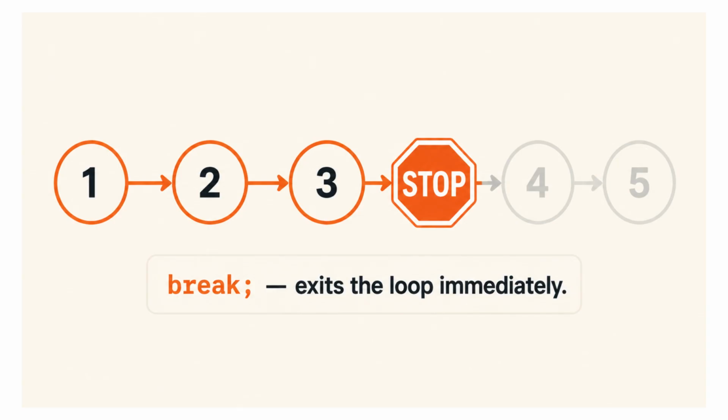Now look at this. The break statement is like a stop sign for your loop. The moment your program hits the word break, it immediately exits the loop. It doesn't matter how many iterations are left, they all get skipped. So in simple words, break tells your loop, we're done here. Get out. Pretty simple, right?